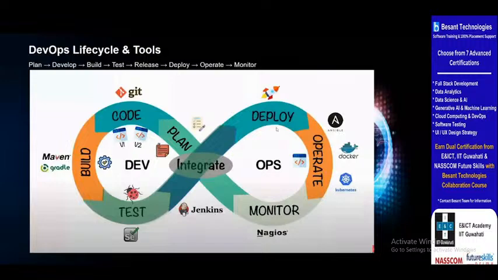Then comes the operation team, the ops team. What will they do? They deploy, right? So they will deploy and they'll operate, then monitor. In operate, here we will be studying about Ansible, Docker, Kubernetes. And for monitoring, we will be on AWS, everyone knows, right? CloudWatch is a monitoring tool. So on those things, we will be monitoring.